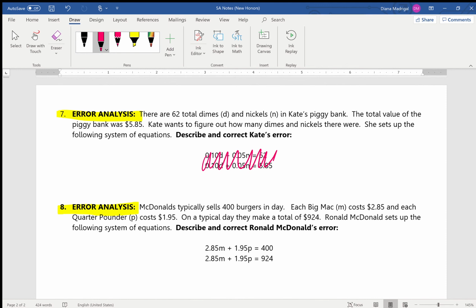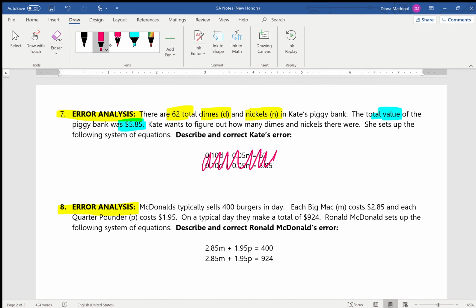It says there are 62 total dimes D and nickels N in Kate's piggy bank. So we have 62 dimes, which is D, and nickels, which is N. The total value, so now they're talking about value, we're talking about money, of the piggy bank is $5.85. Kate wants to figure out how many dimes and nickels there were. She sets up the following system of equations. All right, pretend like it's not there and you tried it on your own.